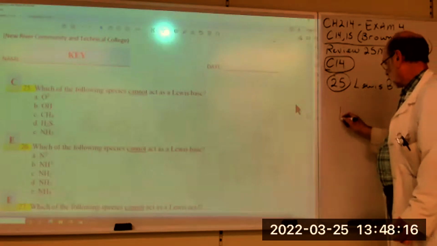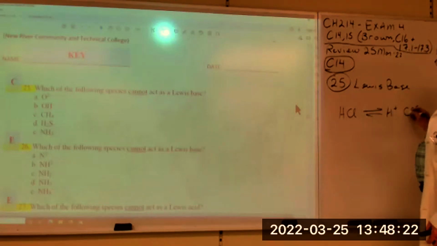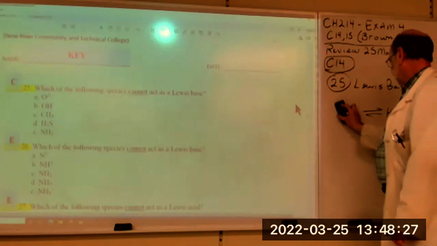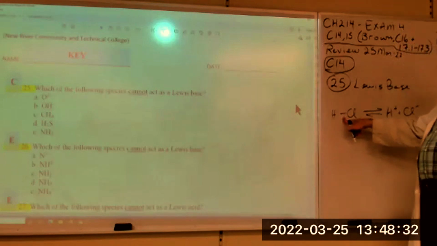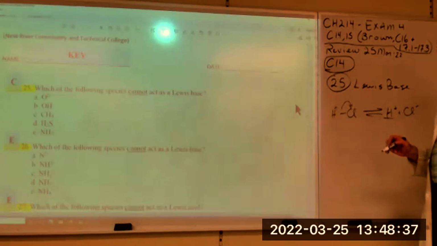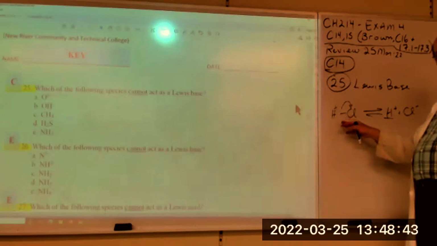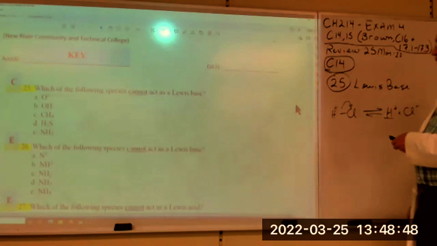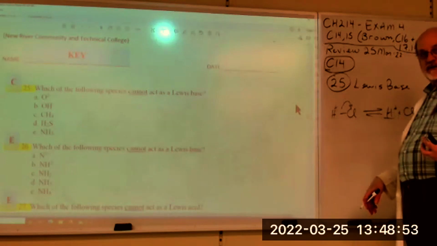Look at it this way. So electrons, there's a bond here. 2 electrons. So these 2 electrons go here. That leaves this with a positive charge. So this is a Lewis acid because it donates a proton or it accepts an electron pair. So acting as a Lewis base requires that it has to accept an electron pair.